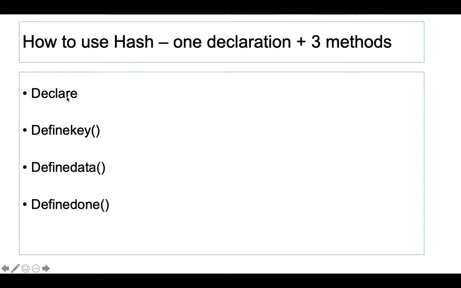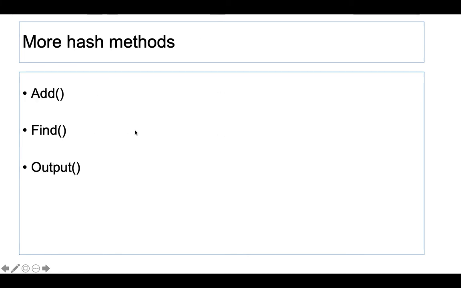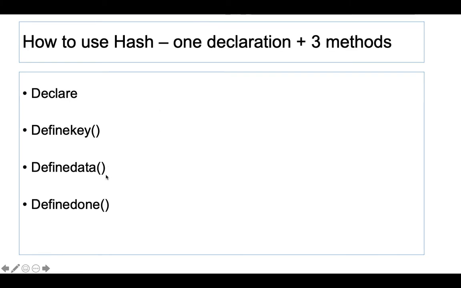The first thing you do is declare a hash, and then you define the key. Basically you're saying, okay, we're going to start using the hash. So let's declare a hash, then you define what the keys are, and then you define what the data are, and then you say, okay, I'm done. That's how you declare a hash. When you declare a hash, you load the hash to the memory, okay?